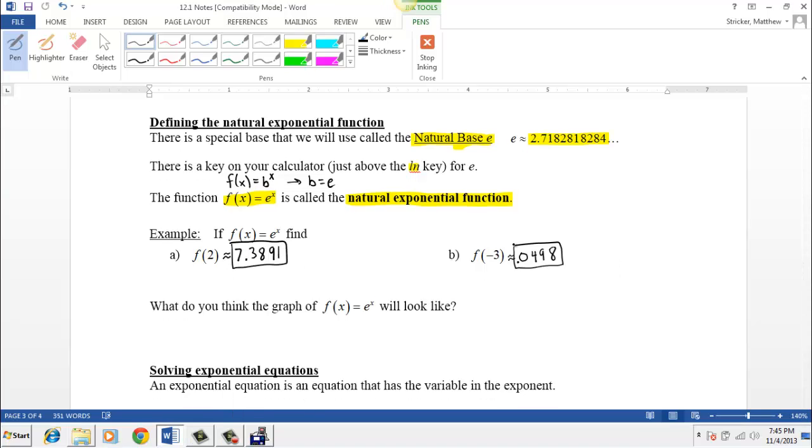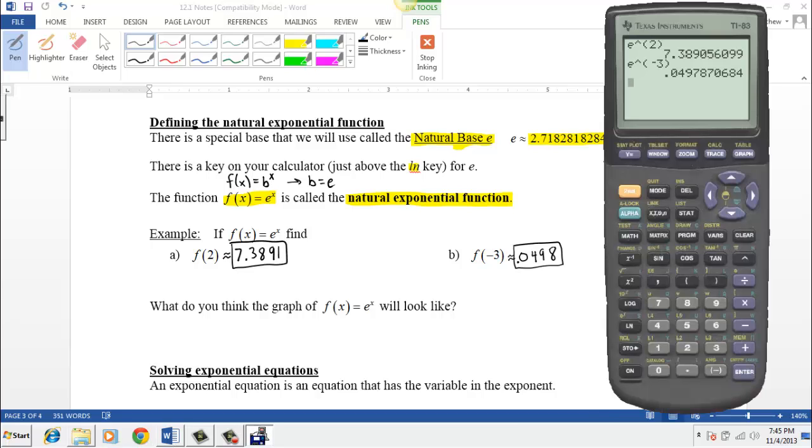What do you think the graph of f of x equals e to the x looks like? Well, it's basically the same shape as the other exponential functions we've already graphed. If I even put it in my graphing calculator, y equals, let's clear out the old function and let's now put in second e to the x and hit graph. Should be exactly what you expected.